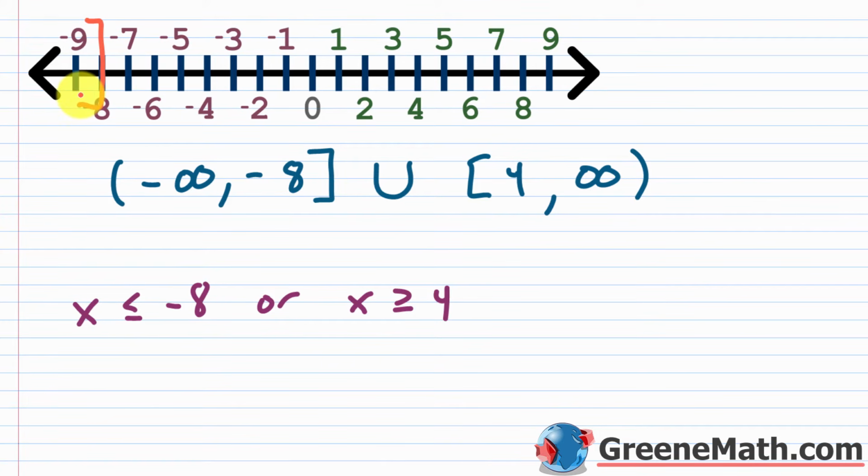Again, you can use a filled in circle if that's what your book does. We're going to shade everything to the left. And then at 4, we're going to put a bracket there, or once again, you could use a filled in circle. And then I'm just going to shade everything to the right. So graphically, x could be negative 8 or anything less, or x could be 4 or anything greater.